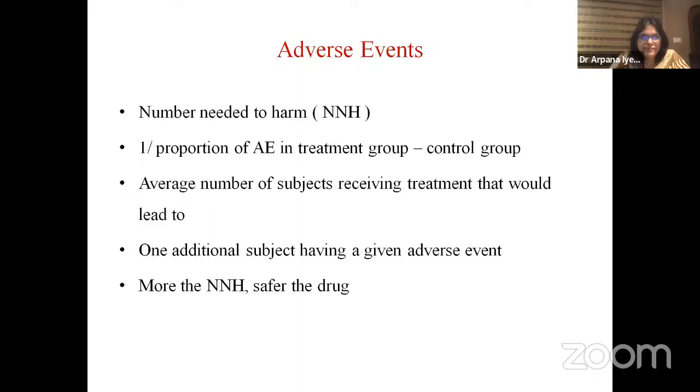The more the number needed to harm, the safer the drug. It's the vice versa of the less the NNT, the better the drug. So the more the NNH, the safer the drug. So basically for any RCT, we should be able to calculate the number needed to treat and number needed to harm to know the magnitude of the effect of the new drug.